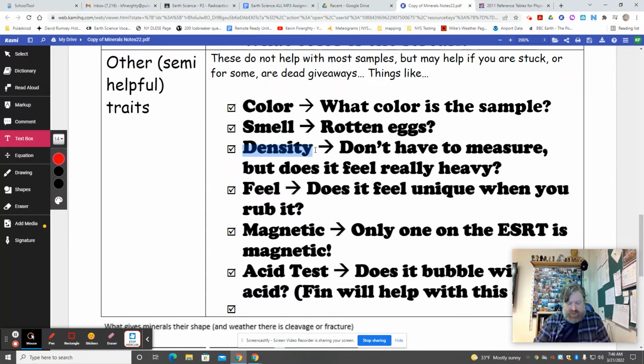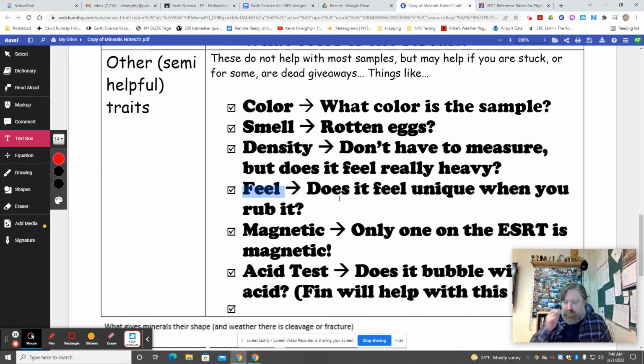Density, you're not going to actually have to measure it, like go get the scales and do displacement and all of that. But how does it feel when you put it in your hand? Man, this feels a little hefty. This feels unnaturally heavy. Actually, this one feels pretty light, and others feel just about right. Again, that's not going to be something you need to do for all of them, but maybe it's a giveaway.